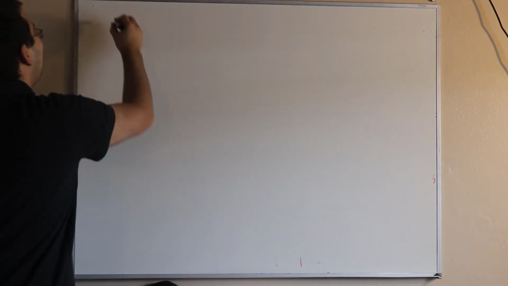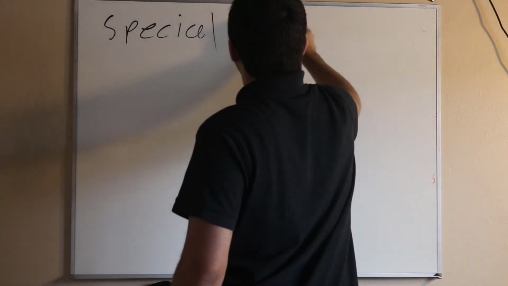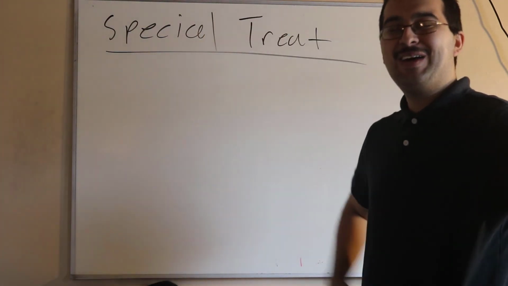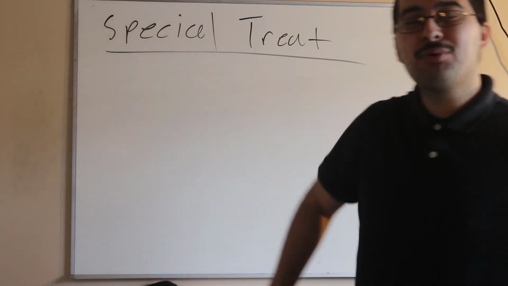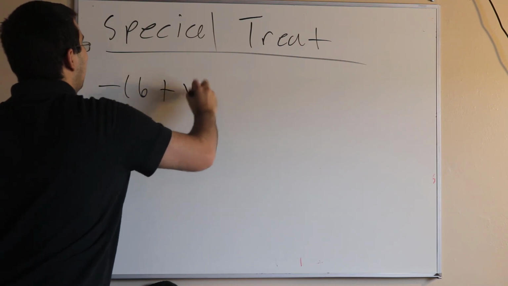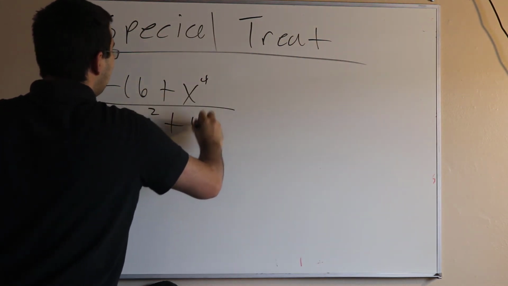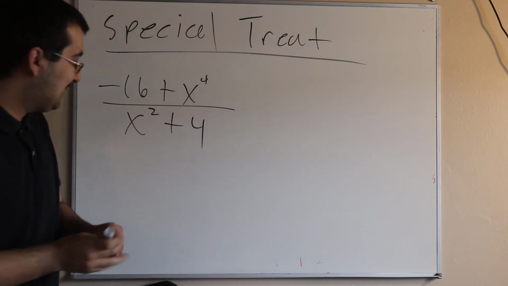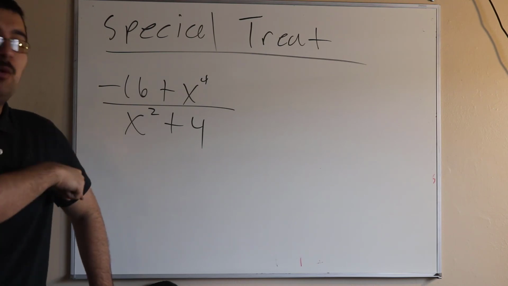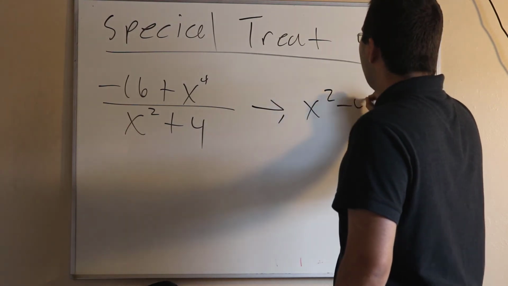Now, for our next example, as a reward for all of you who made it to the end of the video, I have this little special treat. Remember that goal problem at the very beginning? Our goal problem was minus 16 plus x to the 4th divided by x squared plus 4. Here's my special treat for you for having sat through this video and made it to the end. Go ahead and do this problem. We already know what the answer is. The answer is x squared minus 4.